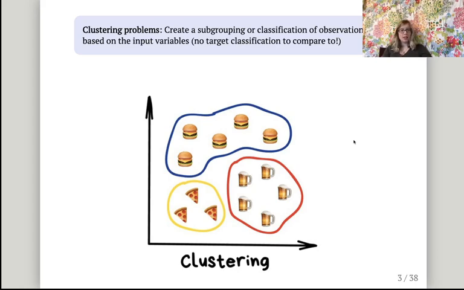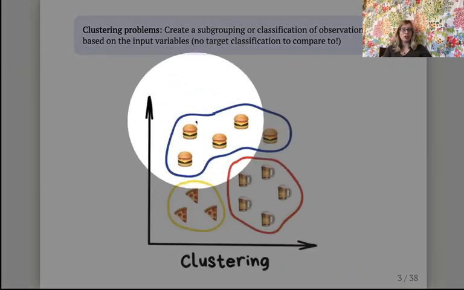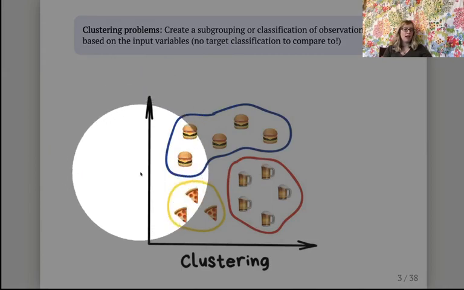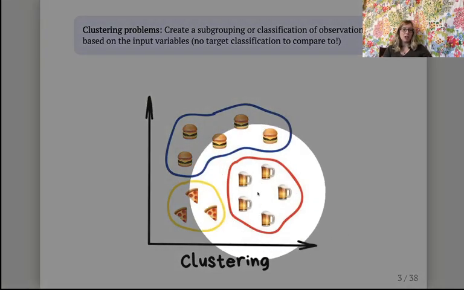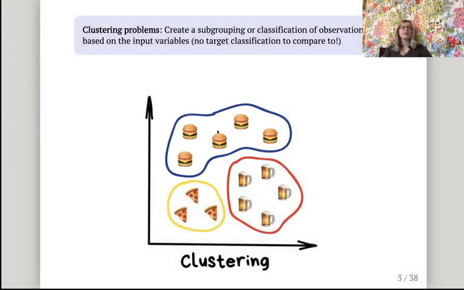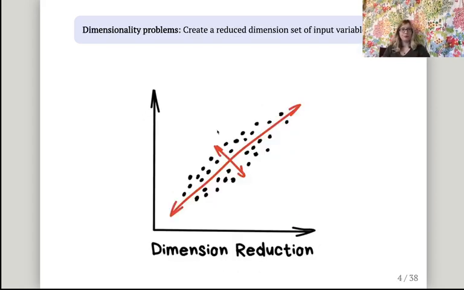Now, broadly speaking, unsupervised learning falls into two major types of problems. The first are clustering problems. So in clustering, what we'd like to do is make a subgrouping or classification of observations. So maybe we have inputs that we'd like to classify as being measurements from beer, pizza, or hamburgers. Now with clustering, there's no target classification to compare to. So we're really just looking for maybe natural groupings in the data set.